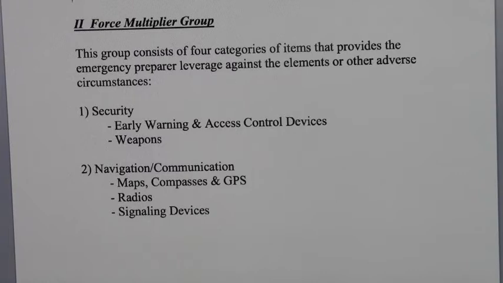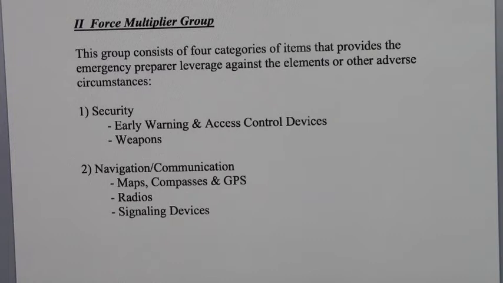The second major group I refer to as the force multiplier group. And this basically consists of items that you can live without, or at least should be able to live without, but having them makes life easier and or allows for longer term survival. Now there are four categories within what I call my force multiplier group, and we'll go through those in a little bit of detail. First of which is security.